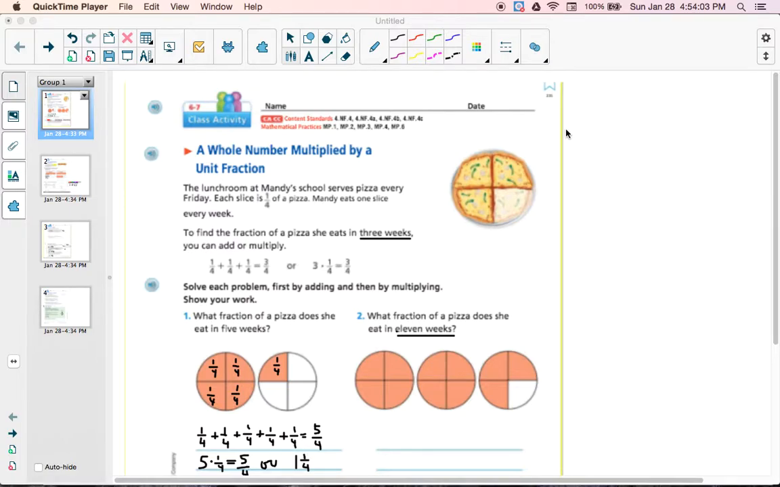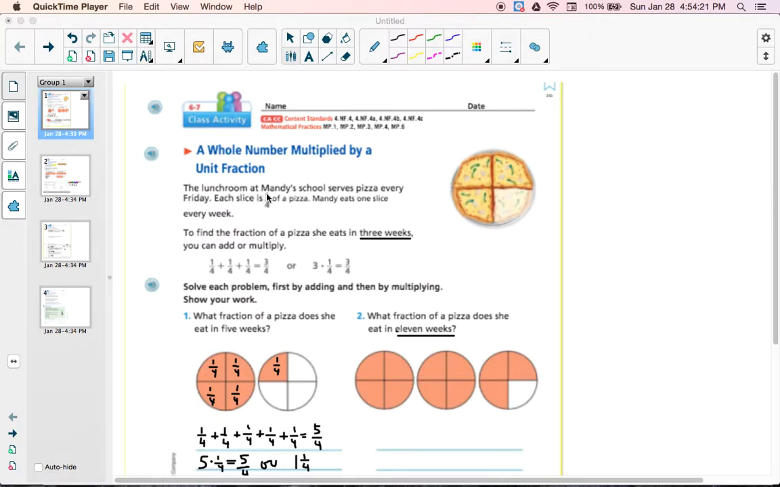Let's take a look at lesson 6.7. We're going to be learning about multiplying a whole number by a unit fraction. Remember, a unit fraction has a 1 in the numerator.